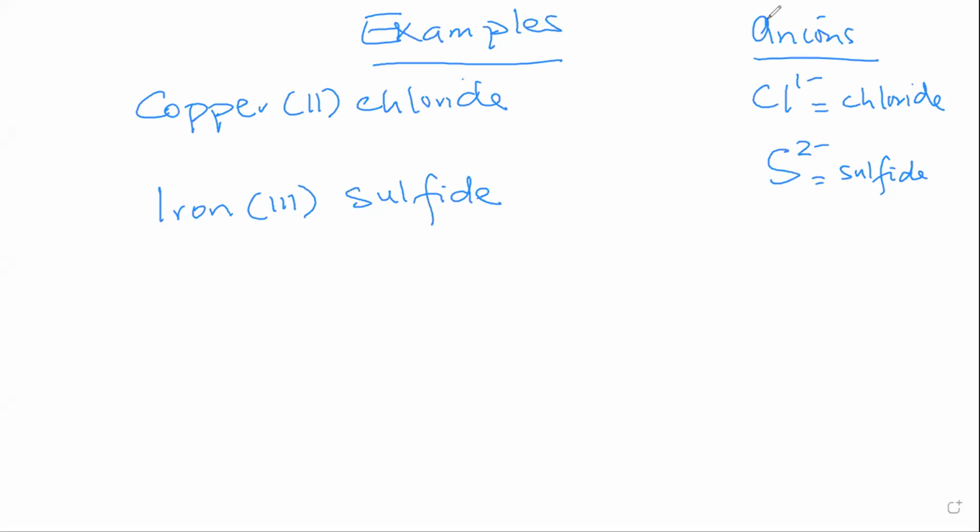Let's do these 2 examples. In writing the formula for copper(II) chloride, the Roman numeral gives you the number of charges. So you write the symbol you get from the periodic table, 2 plus, then chloride. You look up in the chart, and chloride is this. So that's chloride.